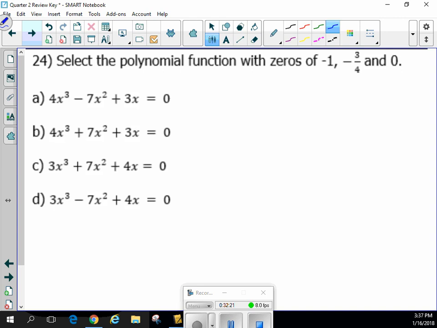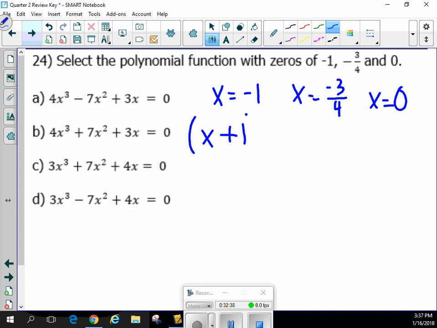Number 24 is select the polynomial function with the zeros negative 1, 3/4, and 0. So this is x equals negative 1, and x equals 0. As a factor, this would be x plus 1 times, and the factor of x equals 0 is just x.